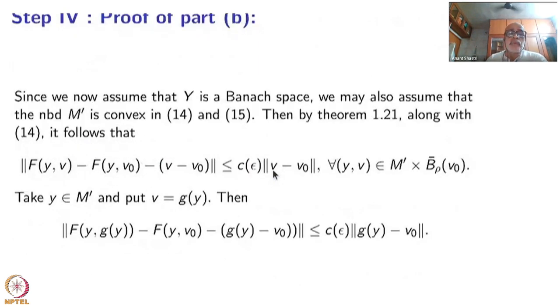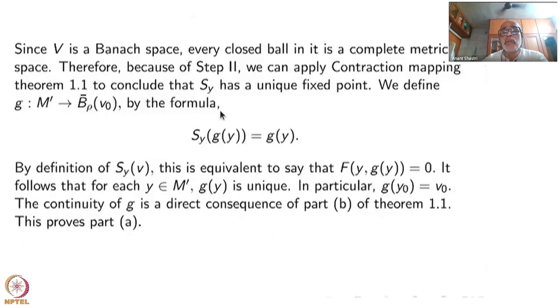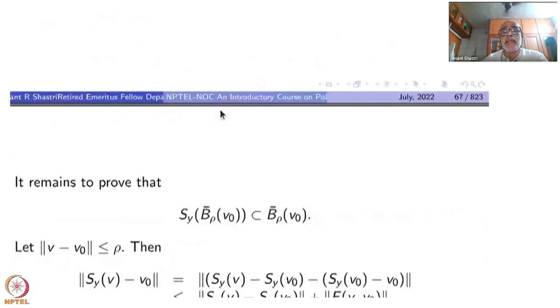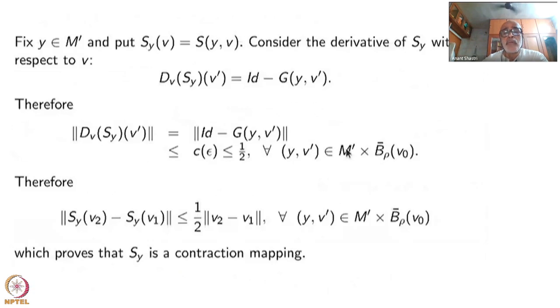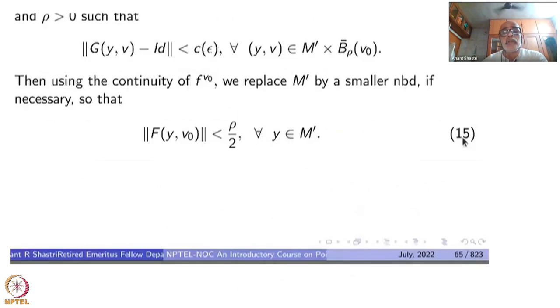Since now we assume that Y is a Banach space, second part, we may assume that M prime is a convex neighborhood of this Y naught in both this 14 and 15. Right in the beginning, you can assume this is convex. In smaller things also, you can choose again a convex set. So here in these two, okay?